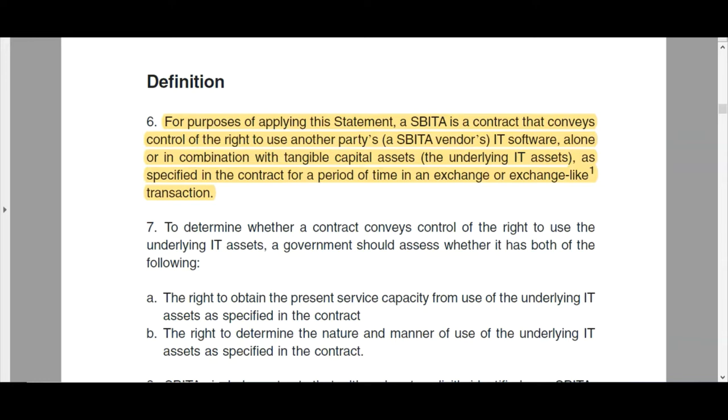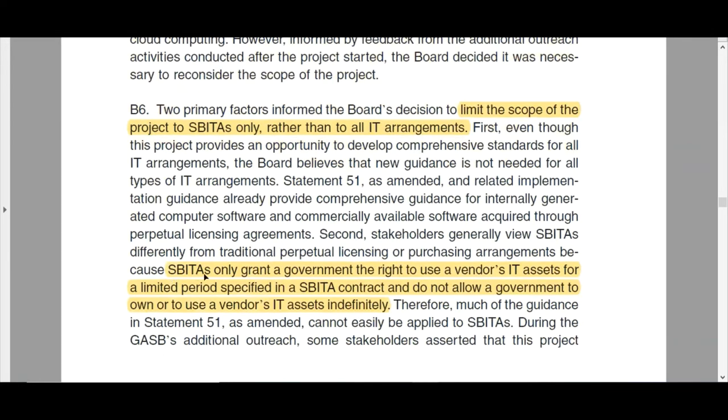There is a portion of GASB 96 that talks only about what gives you SBITAs, but then there's a second portion of GASB 96 that talks about the ins and outs of how they arrived at things. And there's a definition in there that I really do like. It says, SBITAs only grant a government the right to use a vendor's IT assets for a limited period specified in a SBITA contract and do not allow a government to own or use a vendor's IT assets indefinitely. I think that's a little bit simpler explanation than the first one, but because it's in the supporting documentation, it's not as official as in the initial document. But it is true, it only applies to the vendor's IT assets.